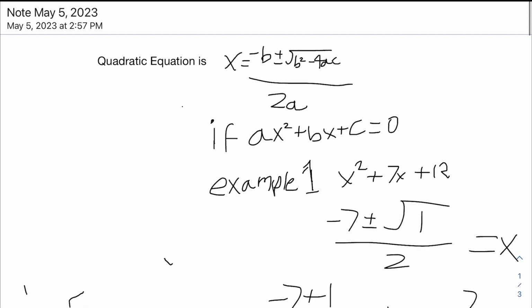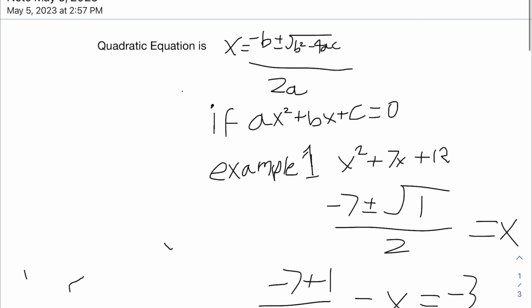This is how you can solve the quadratic function with the quadratic equation. I hope this helps you.